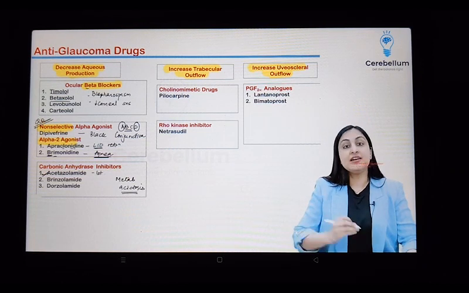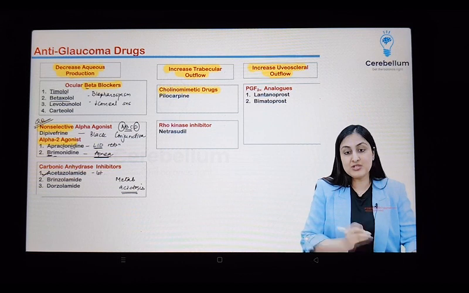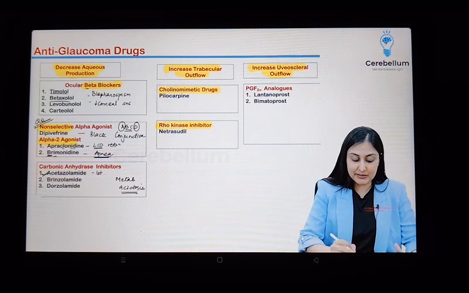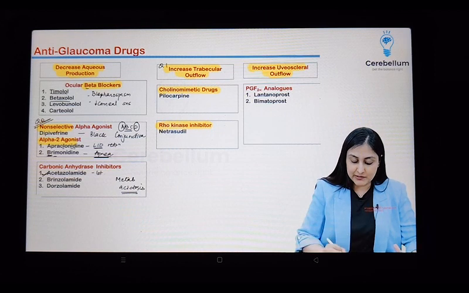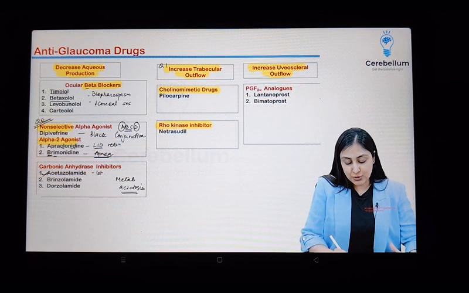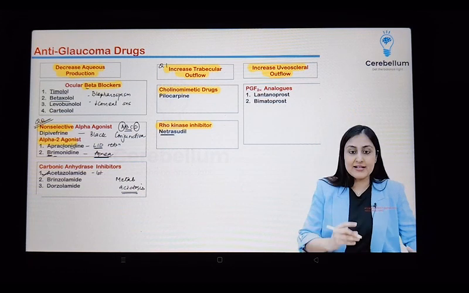Then we have increased trabecular outflow. So what are the drugs which increase the trabecular outflow? One is cholinomimetic drugs, which includes pilocarpine, a cholinergic agonist, and we have a new drug, the Rho kinase inhibitor. Very, very important mechanism-wise. So here you want to remember two drugs, pilocarpine and the Rho kinase inhibitor, that is netarsudil. So you know in Hindi, netra means eyes. So that's how you can remember netarsudil is for the eyes, for glaucoma.